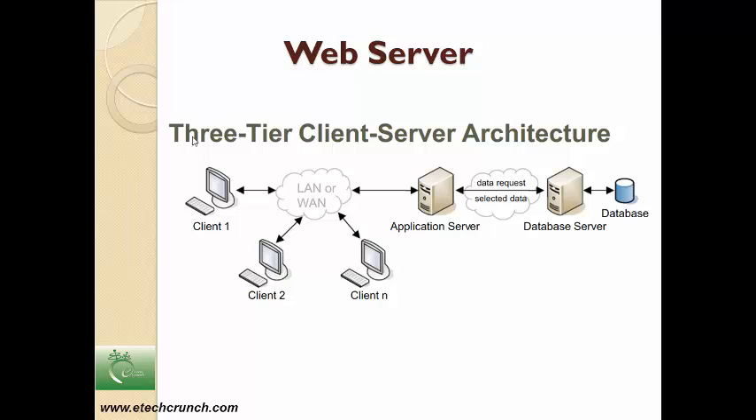Here you can see how the clients are connected to a web server. There are 3 clients. They are connected to the internet through a LAN or WAN connection. The client sends a request to the application server. The application server checks that request and responds back to these clients.